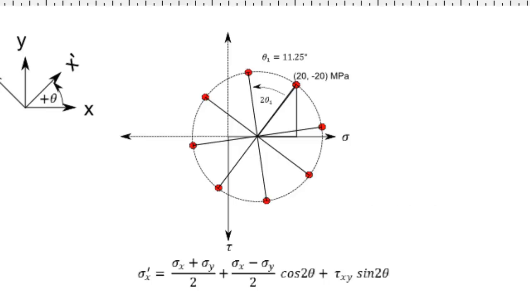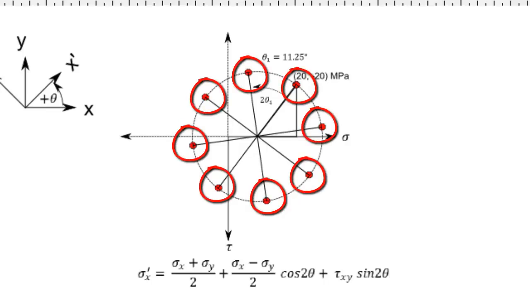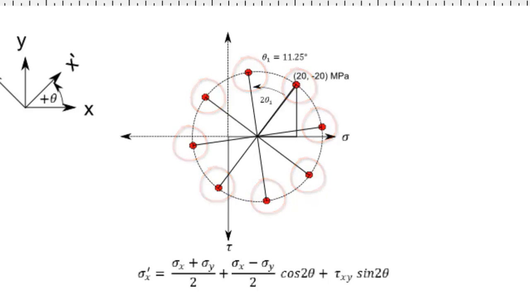So what this lesson actually teaches us is that any data point that falls on Mohr's circle represents the same exact state of stress as any other point on that circle. The only thing that changes is the coordinate system in which you view that state of stress.